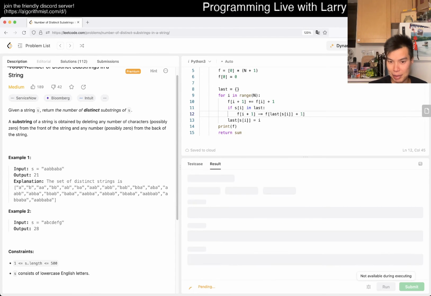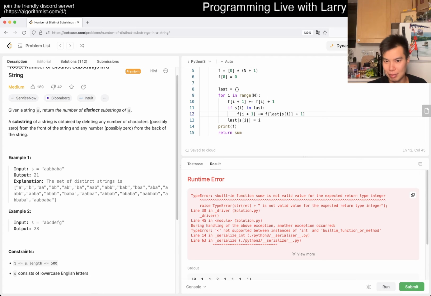Yeah, I thought I have premium. Do I not have premium? Why is it giving me this?